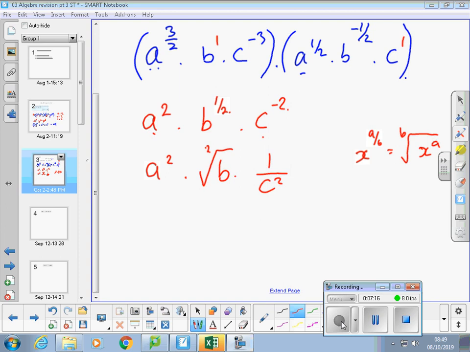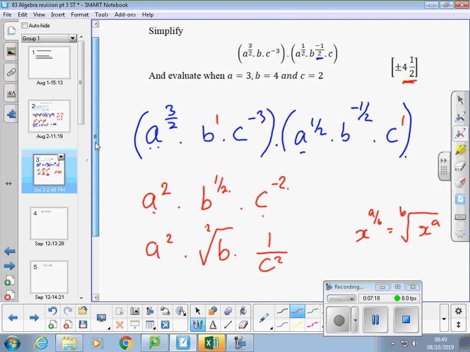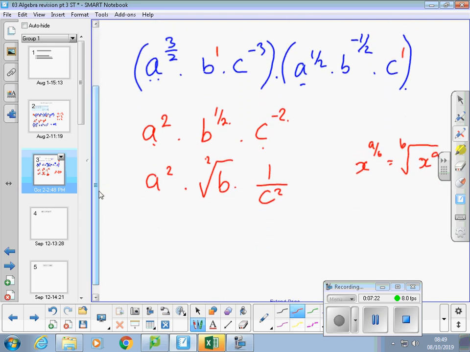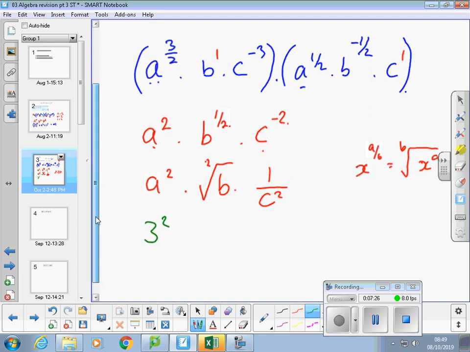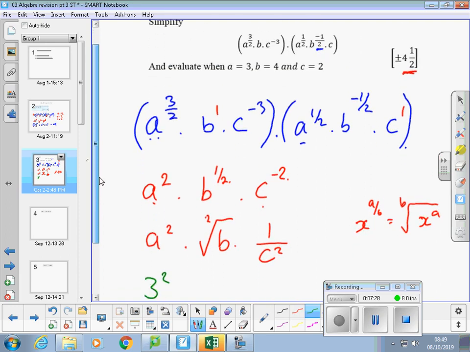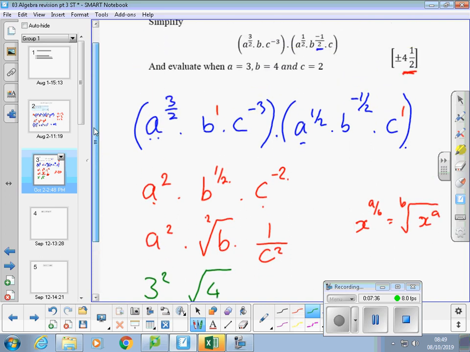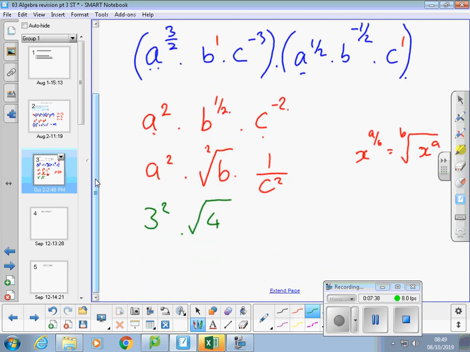Okay. Then, in the problem, it says solve that or evaluate it when a is equal to 3. So we're looking at 3 squared. B is 4, so it's the square root of 4, and C is 2, so it's times 1 over 2 squared.